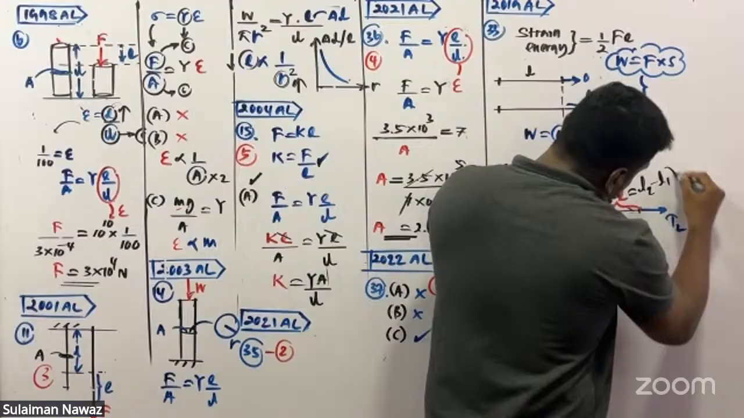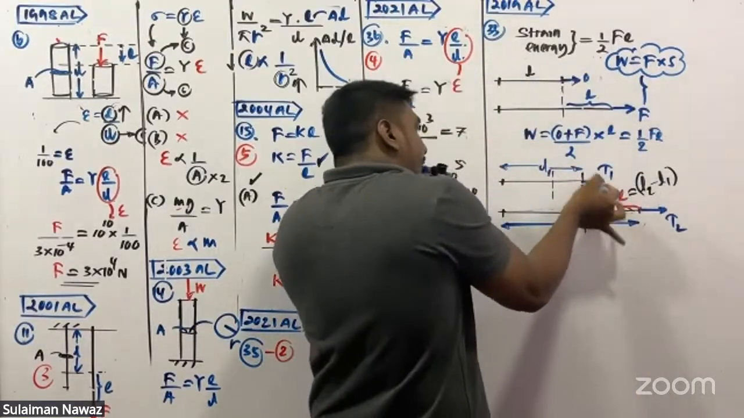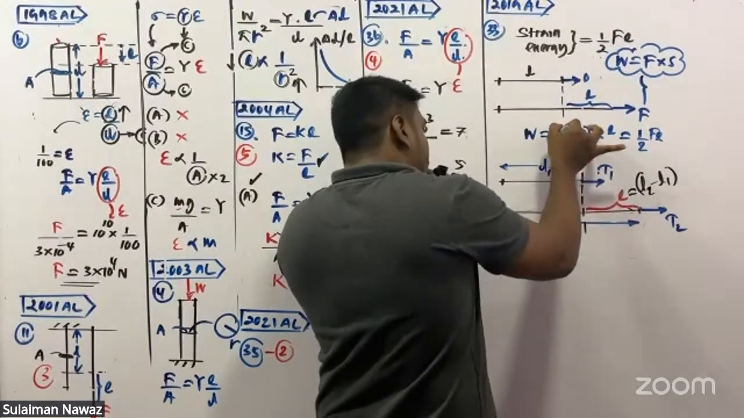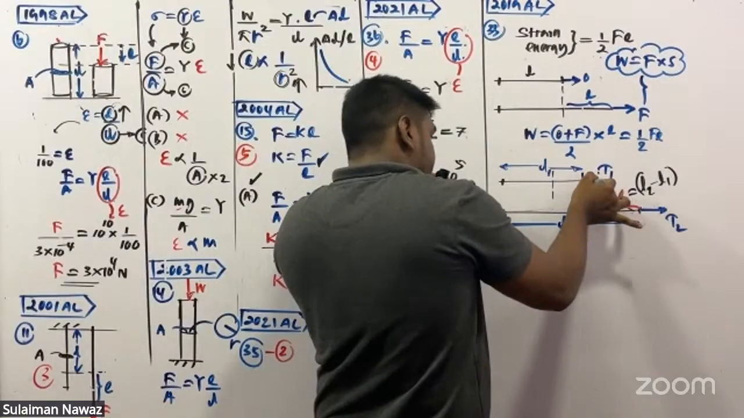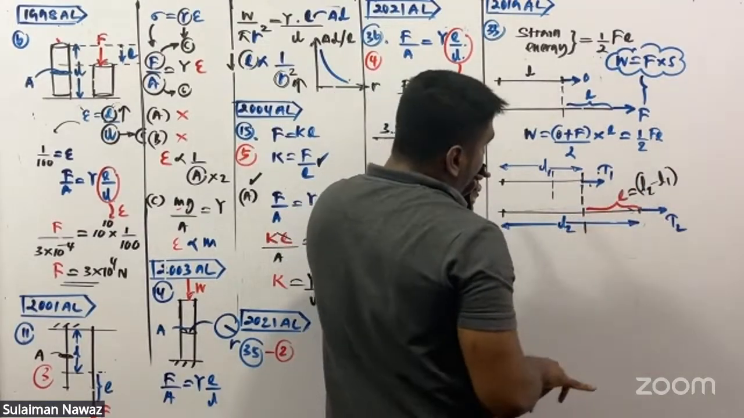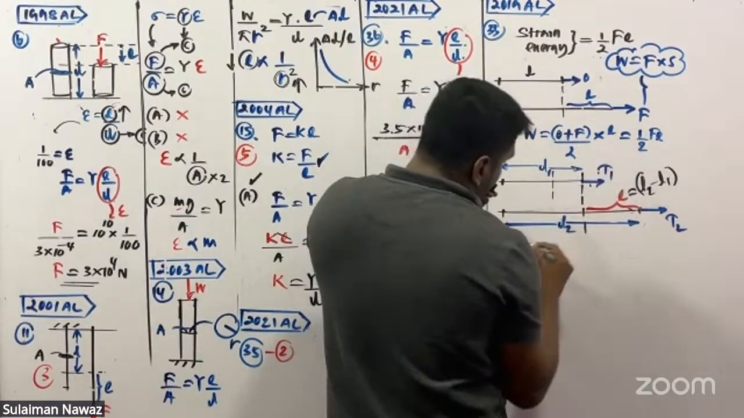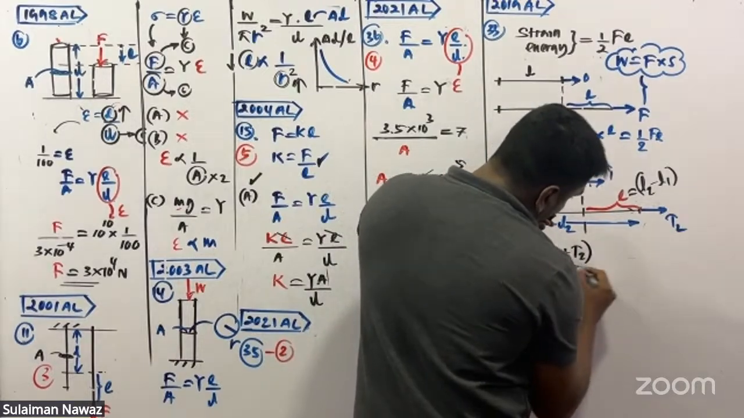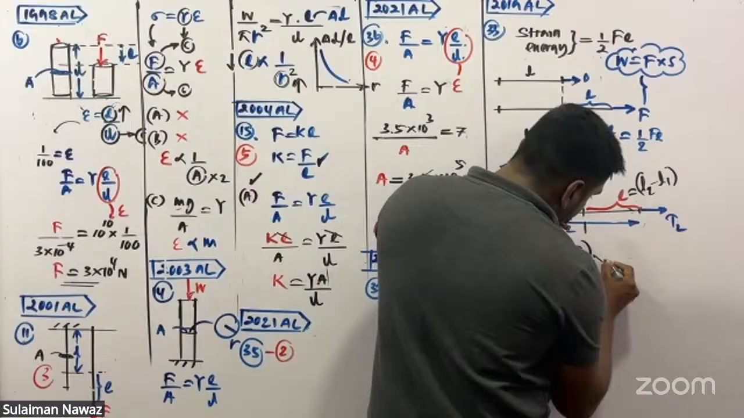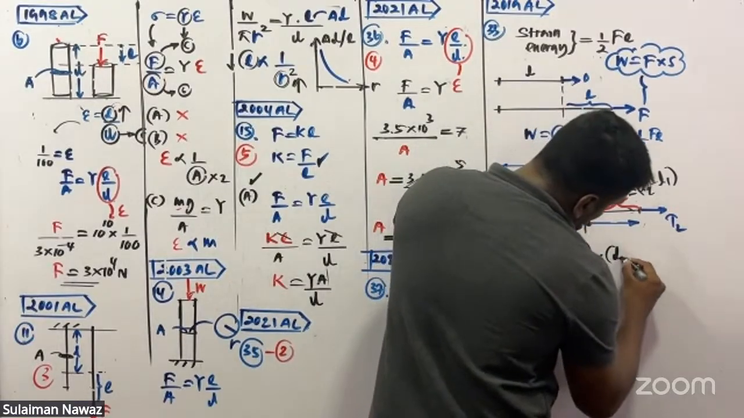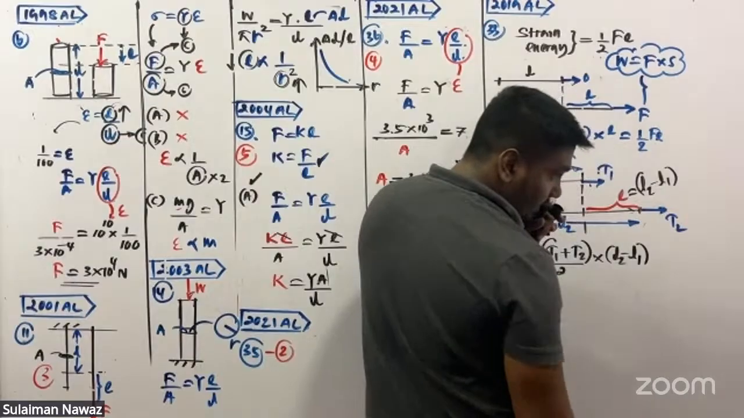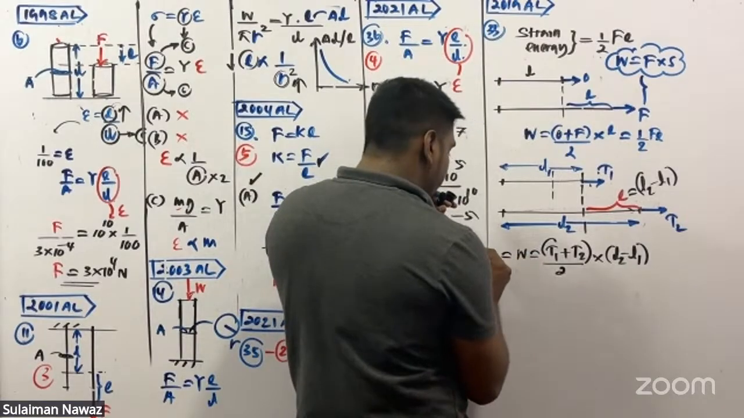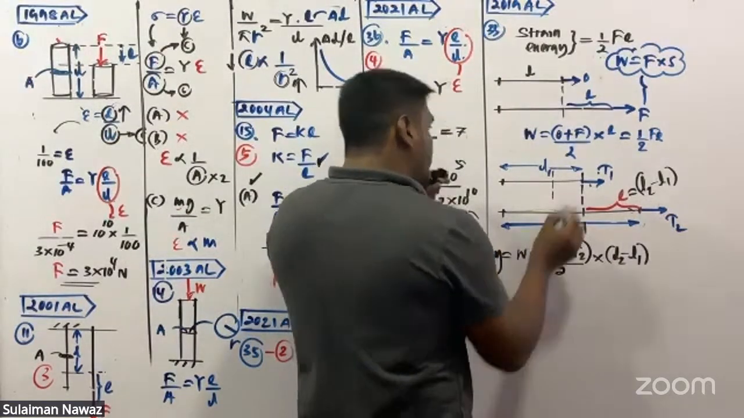L2 minus L1. What is the average force acted on the rod during this period? In the earlier scenario, the initial force was 0. Here, the initial force is T1 and the final is T2. Average force is T1 plus T2 over 2. This is the average force into the extension, L2 minus L1. So the energy stored means the work done. This question is clear, answer.